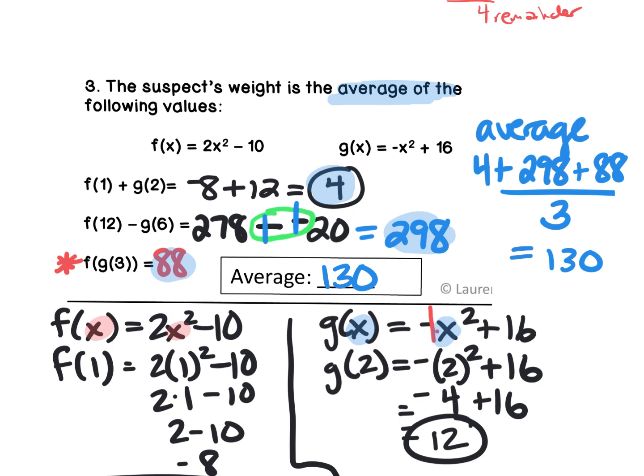So you could go through your suspect cards and you can cross off any suspect that does not weigh 130 pounds. Okay, I hope this helps. Tomorrow we can go through number 4, and you can always email me if you have any questions.